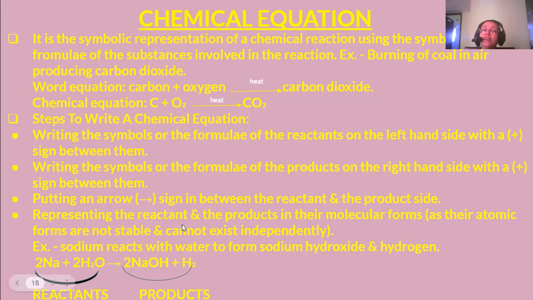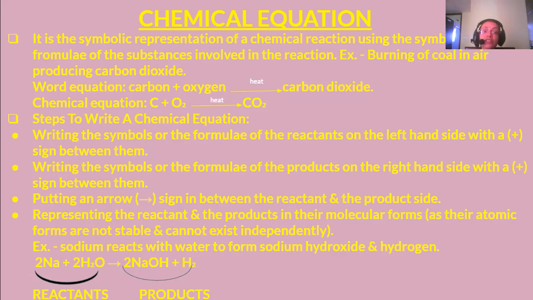Now, representing the reactants and the products in molecular forms, as their atomic forms are not stable and cannot exist independently. So we write the reactants and the products in their molecular forms and not in the atomic forms, because atomic forms are not stable and they cannot exist independently. So we write in the molecular form.